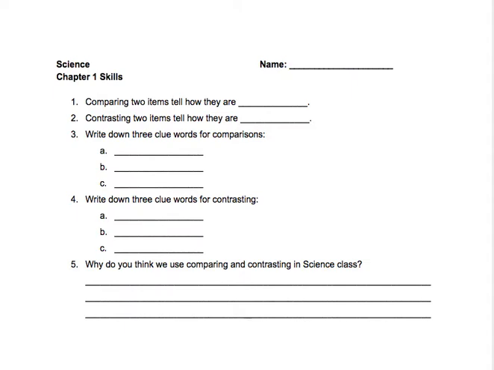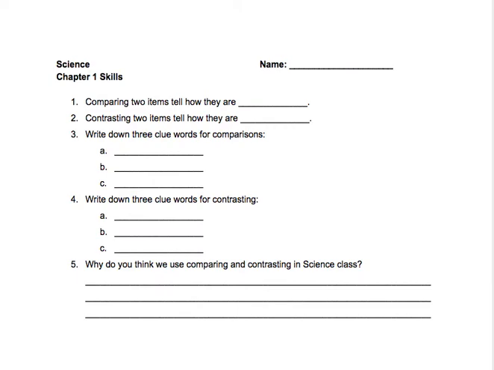Okay, page 5, the how to read science, the skill this chapter is comparing and contrasting. And if I read those first 3 lines to you, it says this: when you look at how things are alike and different, you are comparing and contrasting. When you're comparing 2 items, you're telling how they are alike. And when you're contrasting them, you're telling them how they are different.